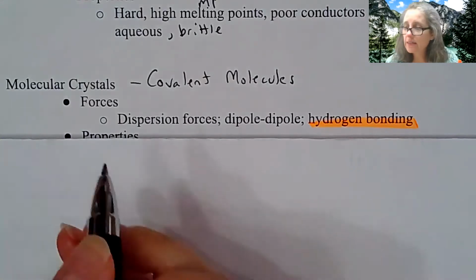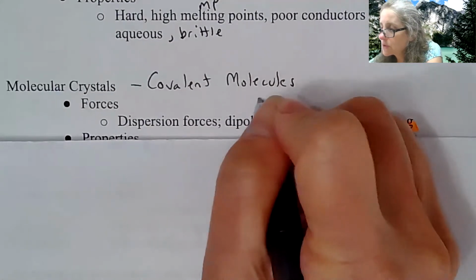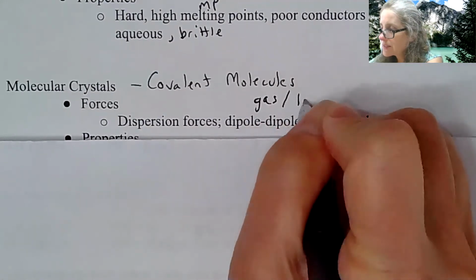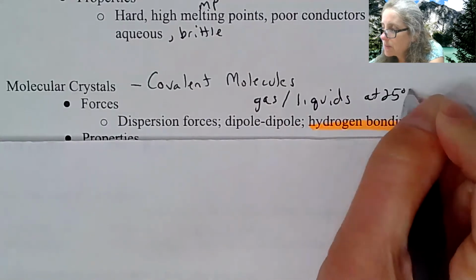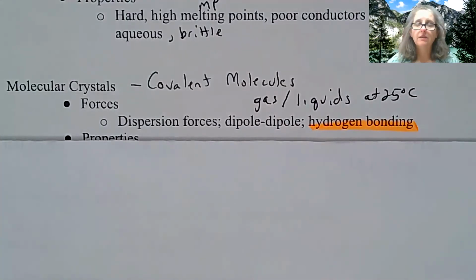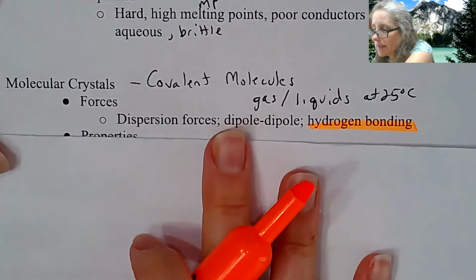So realize that with molecular crystals, we're talking solid structures, but most covalent molecules are gases and liquids at 25 degrees Celsius. But you can change the temperature and pressure in order to get them into a crystal structure. That's why we don't really mention them too much, because they are pretty weak and not very common for a first-year college chemistry student.